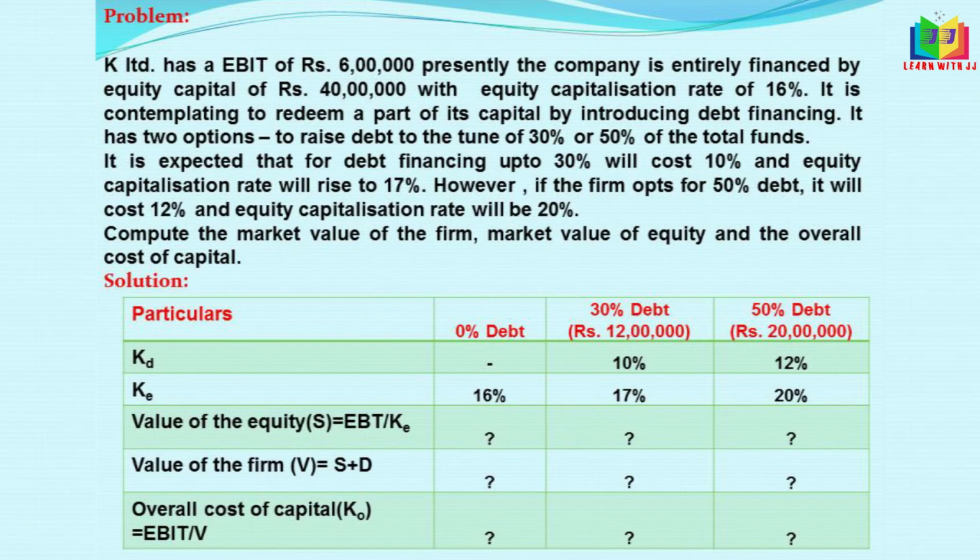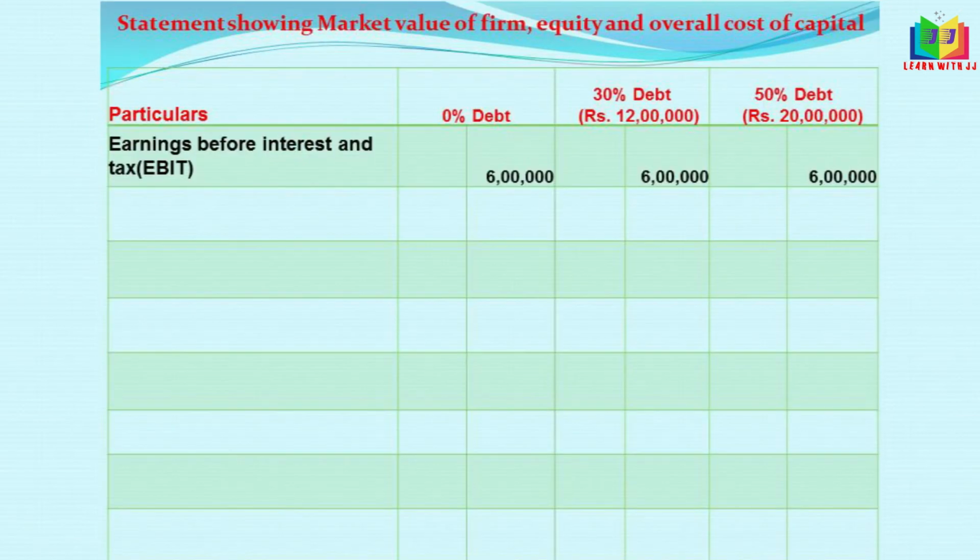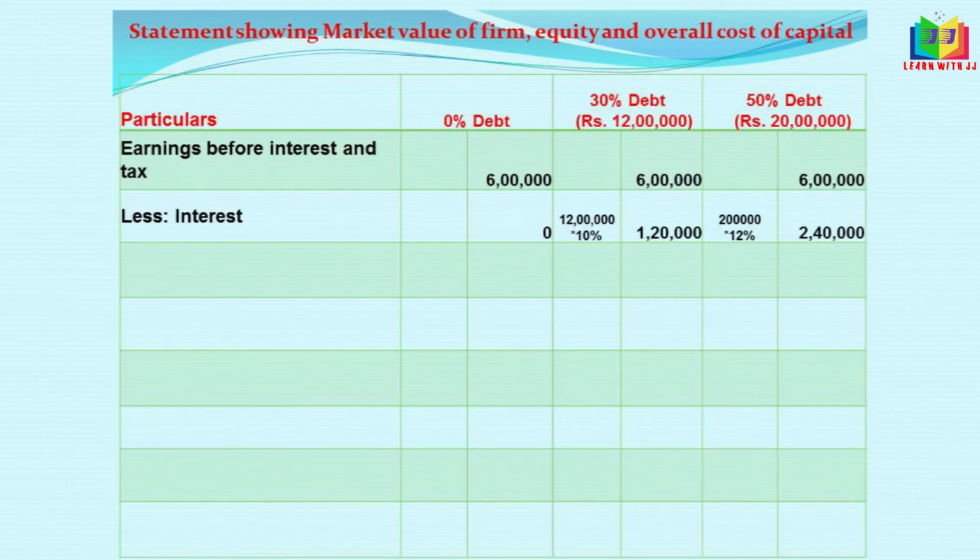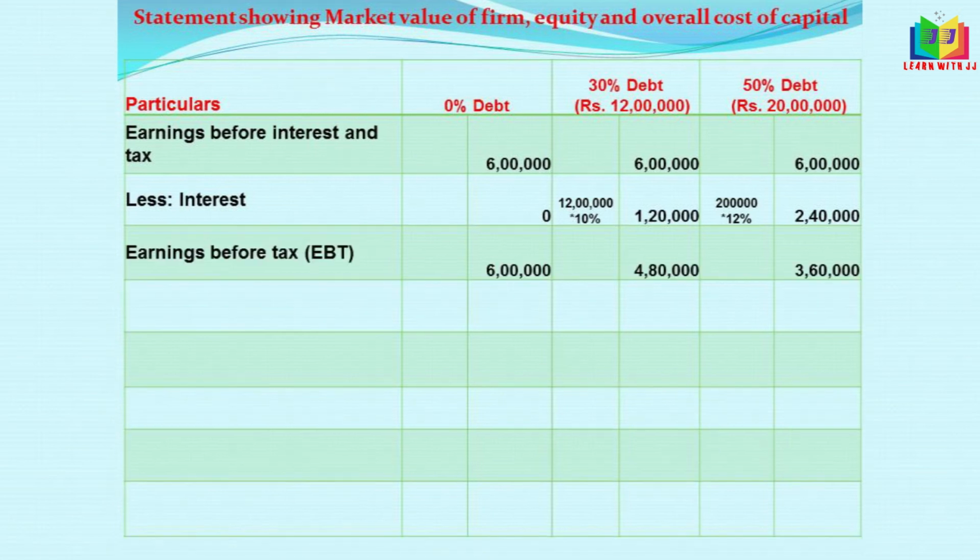For that we'll do it in the format. EBT. For finding EBT, we have EBIT, that I'll write in the three alternatives: 6 lakh, 6 lakh and 6 lakh. Now the interest. In the first category there is no interest, so I'll put 0. For the second alternative, 30% debt, that is 12 lakh debt, and the cost is 10%. So 12 lakh into 10% is 1,20,000. For the third one, 50% debt, the cost of debt is 12%. So 20 lakh into 12% is 2,40,000. Okay, I'll write all those.